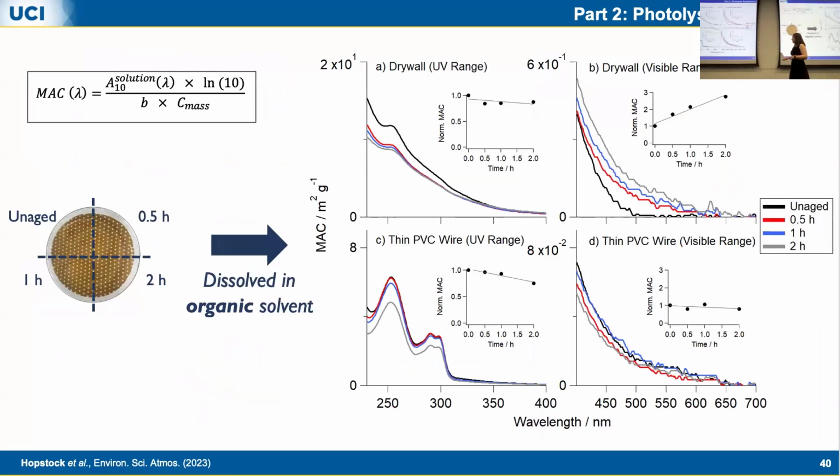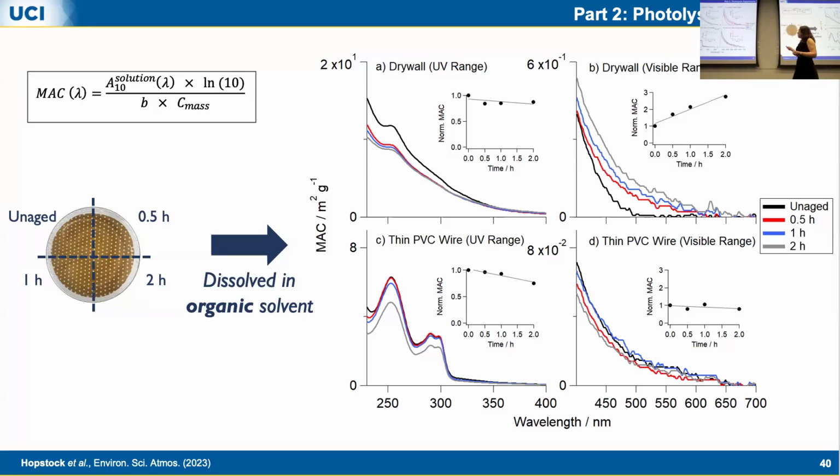But what I'm showing here in this plot is the MAC value. So this is mass absorption coefficient. And I use this formula here in order to calculate that. And we use the absorbance value, but it's actually corrected for the mass concentration. And so if you remember the emission factors that I just talked about, they varied. The concentration of organics in solution also varied. And so using MAC values allowed us to compare among samples pretty easily.